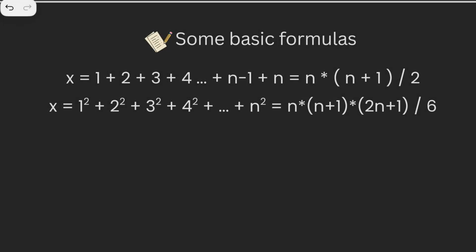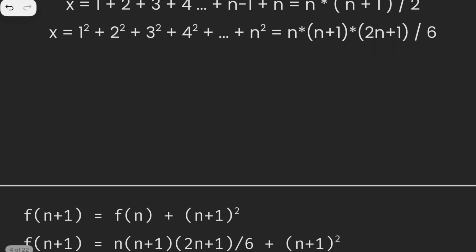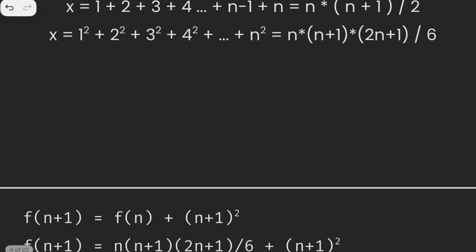The next one is the sum of the squares of the first n natural numbers. The formula is this. We can prove this by using the technique of induction. So this holds true for f of 1.